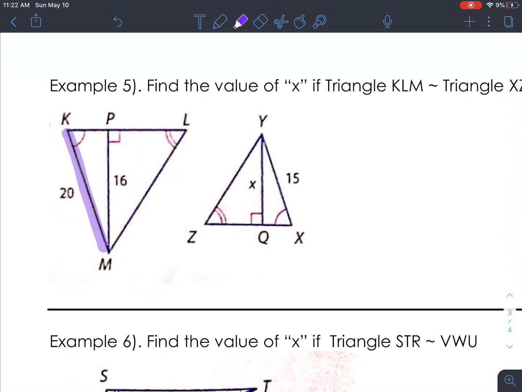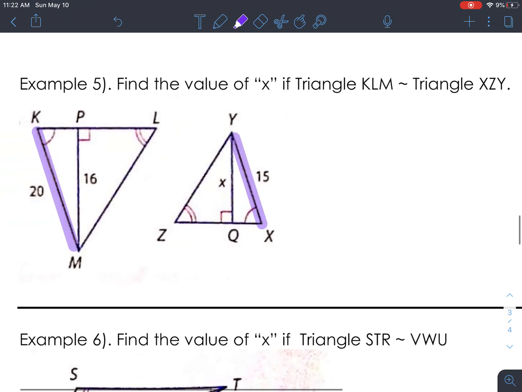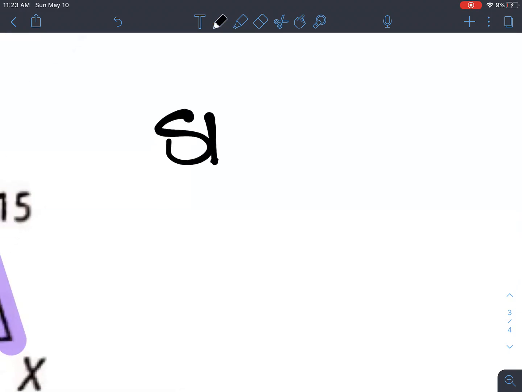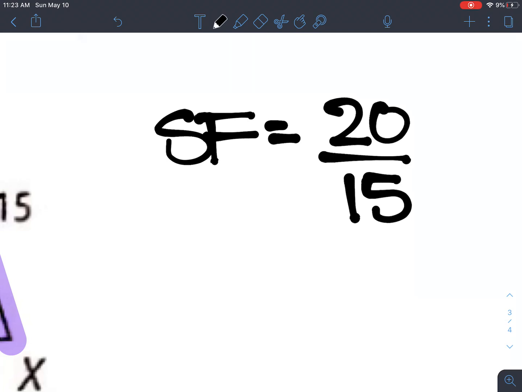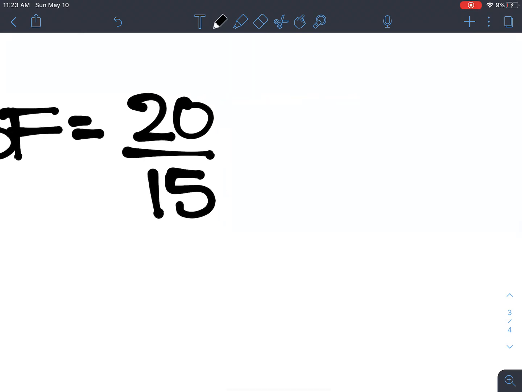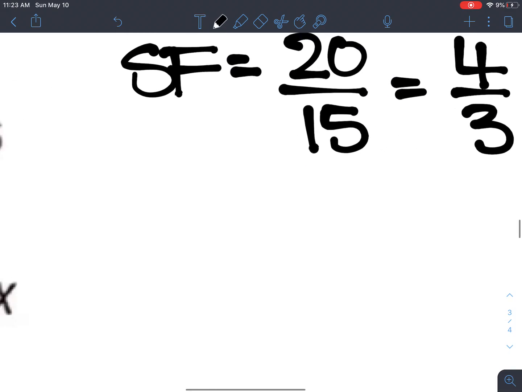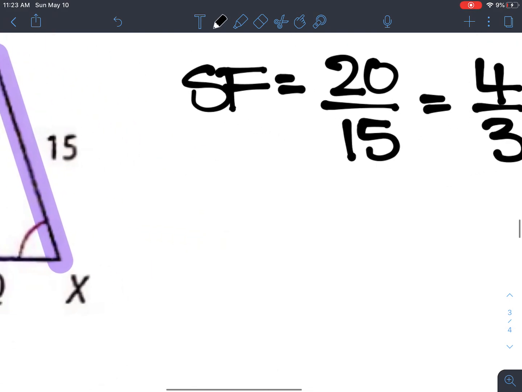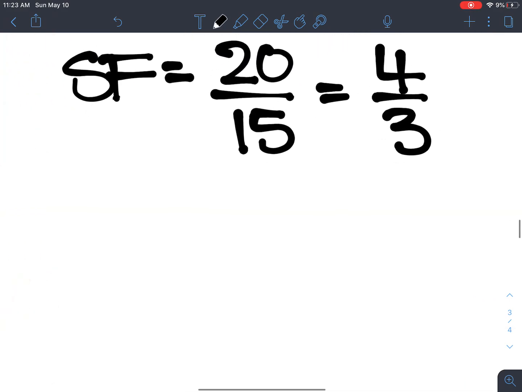Our side lengths that we have are KM and YX, okay? And those are corresponding sides, so that works. So that's our scale factor. So my scale factor is 20 over 15. All right, now if you simplify that, you're going to get 4/3. All right, so my scale factor is 4/3.